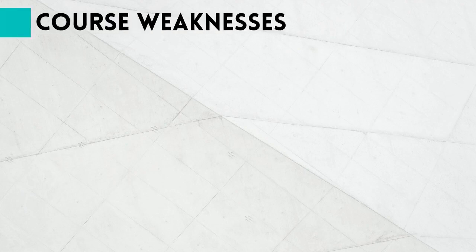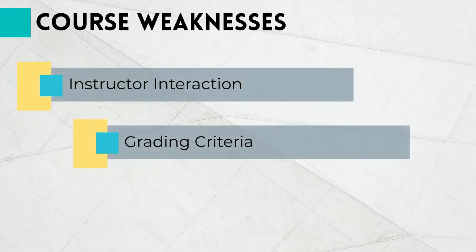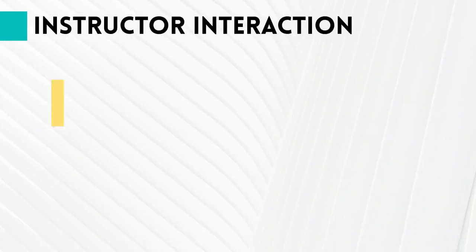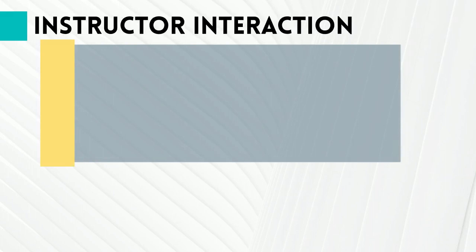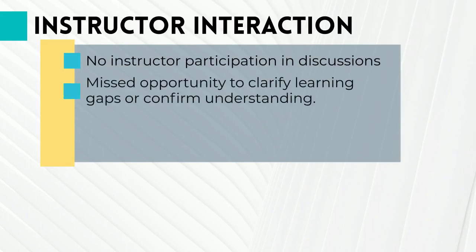Course weaknesses. The following 3 areas of the LDT 100X are the weakest and in need of improvement: instructor interaction, grading criteria, and accessibility. Instructor interaction. The biggest area in need of improvement is the instructor's interaction and feedback to students in the LDT 100X course. There is no participation from the instructor in the discussion area. This lack of feedback is a missed opportunity to clarify learning gaps and confirm understanding of material.